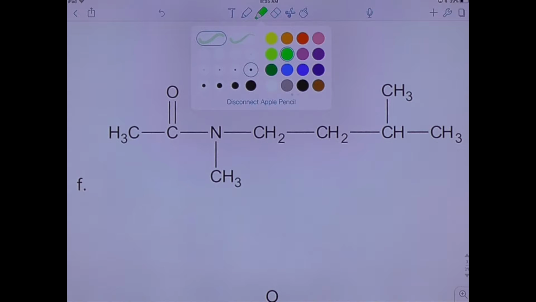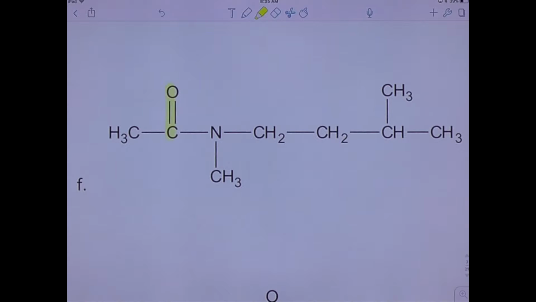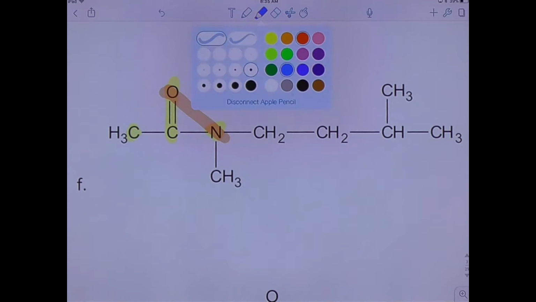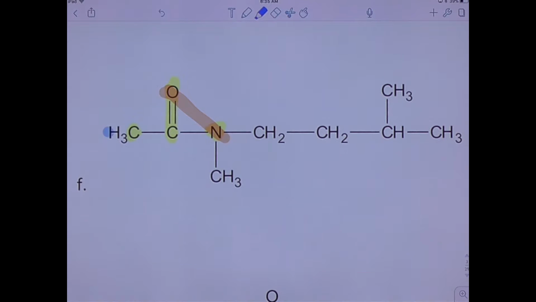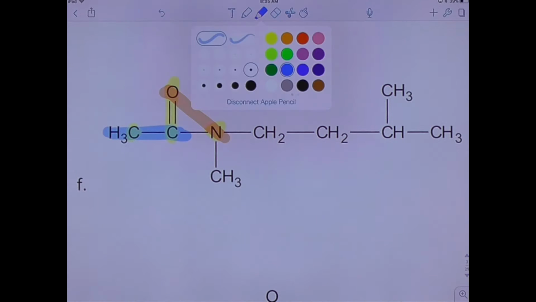Here's your carbonyl group. And you're trying to figure out what's attached to it. You have a nitrogen on one side. So it is an amide. Okay. All right, then the parent hydrocarbon has to include the carbonyl carbon. Everything else is a substituent.